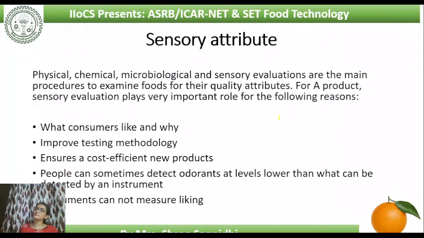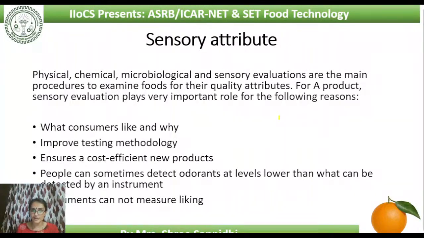Let us see the first attribute, that is sensory attribute. The physical, chemical, microbiological and sensory evaluations are the main procedures to examine foods for their quality attributes. So physical properties of the foods, if they are proper and if they are attractive, the physical is the one which is seen. The texture we can feel, right? And the color is seen. Even the structure of the food is seen, right?